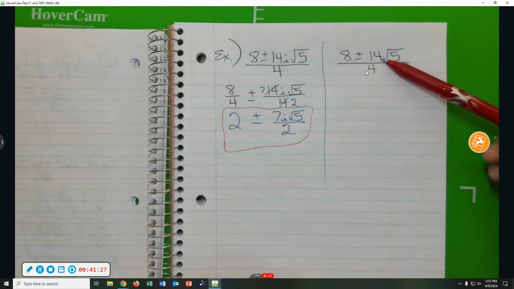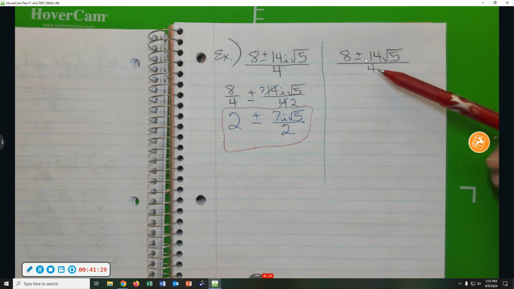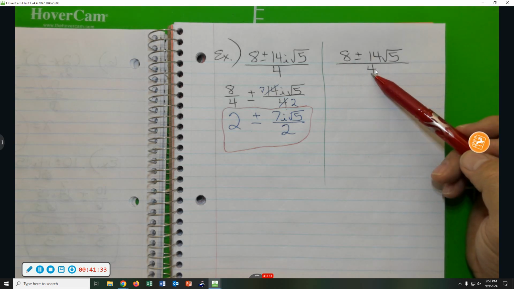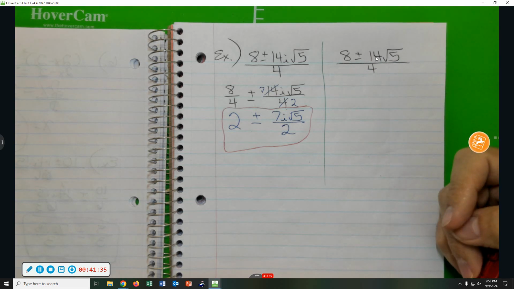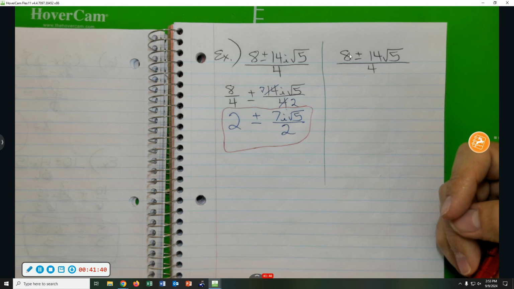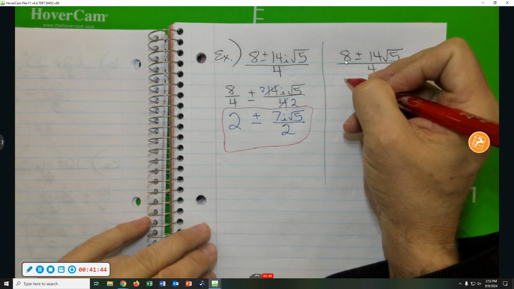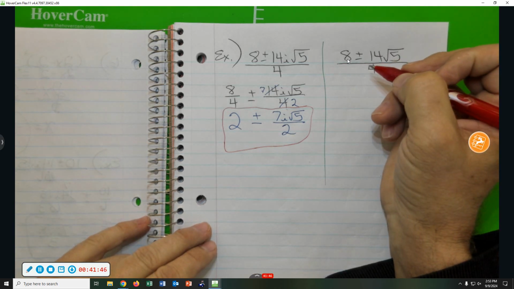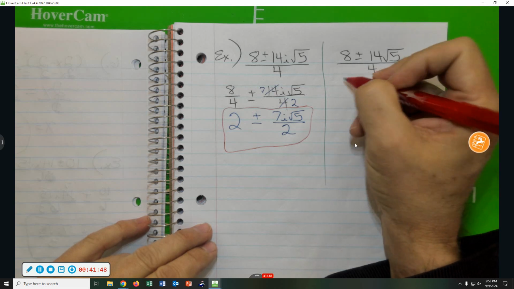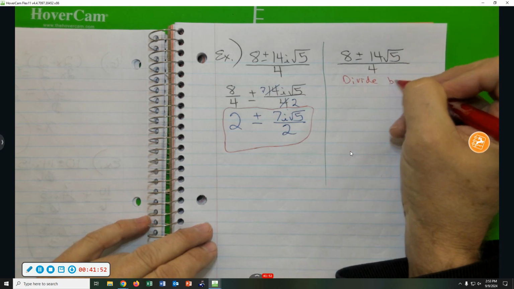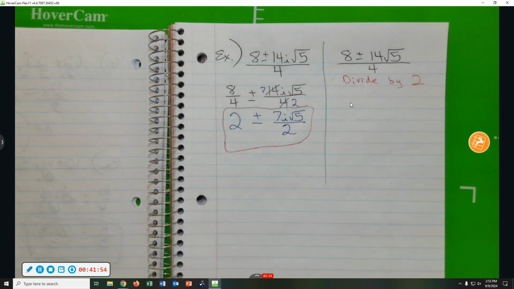Let's compare it to when there isn't an i. Without an i, 14, 8, and 4. What's the largest number that divides evenly into those three numbers? 2. So we're going to factor out a 2, or just divide the three numbers by 2. We're going to divide through by 2.